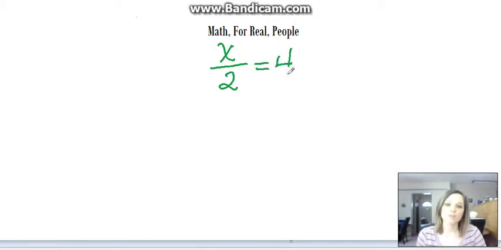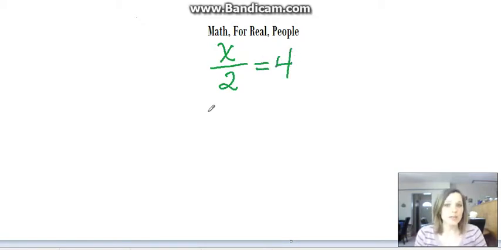What I'm going to show you today is how to solve for a variable when something's happening to it. And in this case, we're going to talk about something dividing the variable. So you want the variable by itself? So let's look at something like this. Let's say we started with x over 2 equals 4.